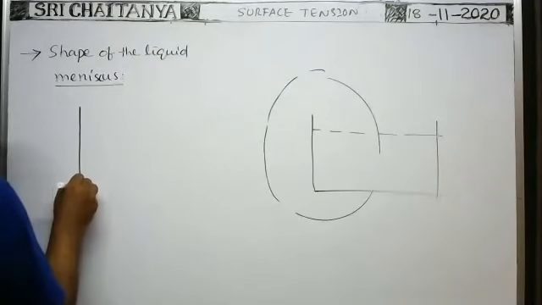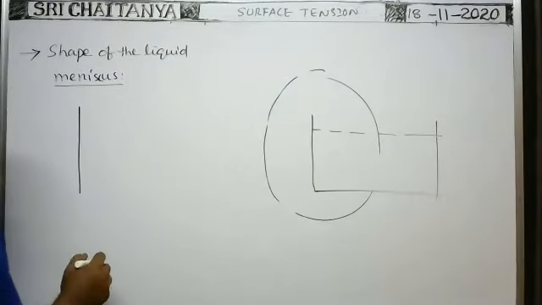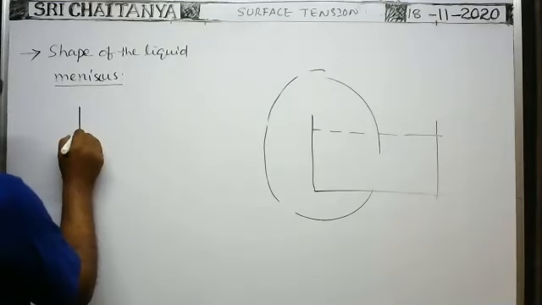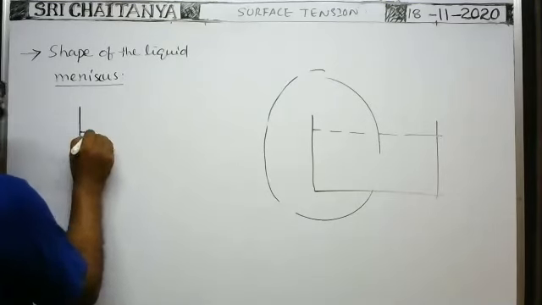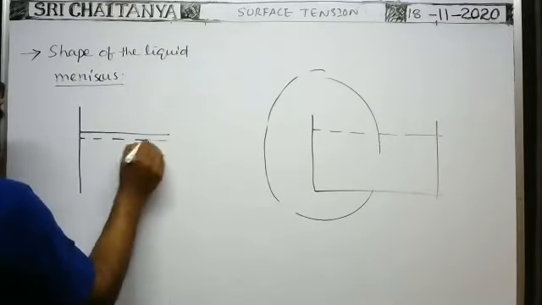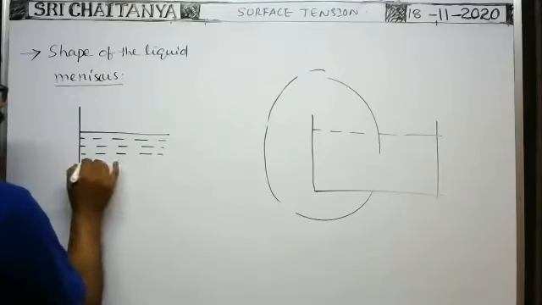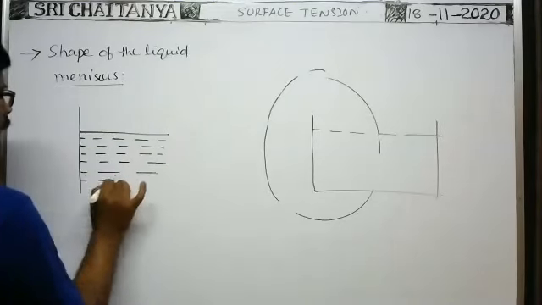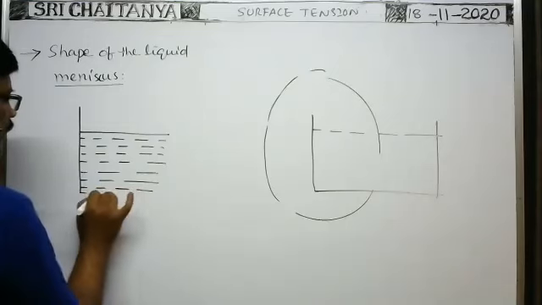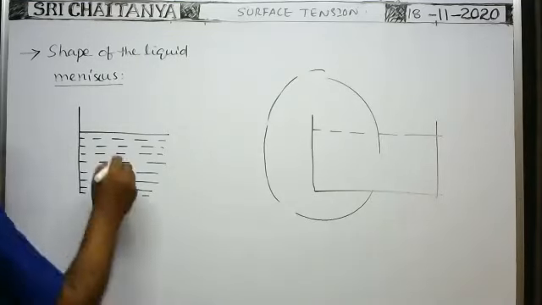Suppose this is the surface of the solid, or the surface of the beaker. Liquid is taken up to a certain level here. This is the liquid taken. So what is the shape of the meniscus? That is what I want to discuss.